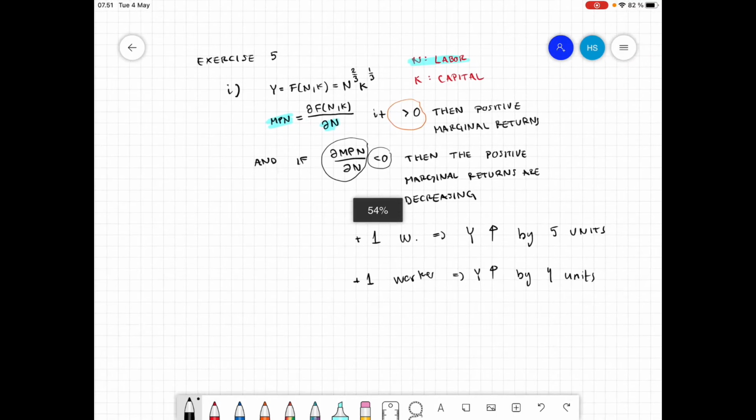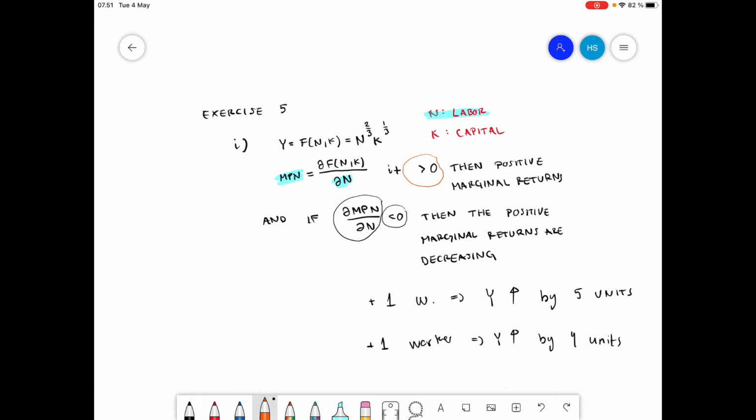So in order to figure out whether we have positive marginal returns to labor, we have to differentiate the production function with respect to n. So dy over dn. We take down the exponent, multiply by n, subtract 1 from the exponent, so we get minus 1/3 times k to the power of 1/3. This is greater than 0. So what is this also equal to? This is the marginal product of labor.